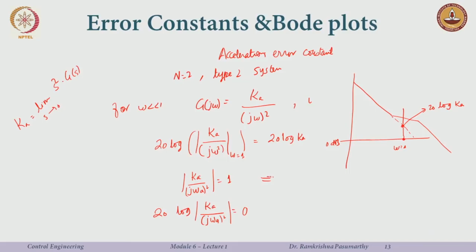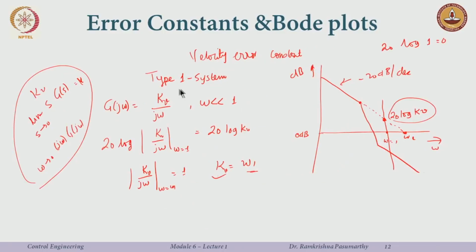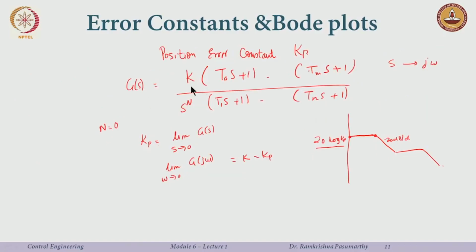So, what this tells me is that at omega equal to omega a, omega a is the square root of the acceleration constant. So, I just keep going till I reach the 0 dB line, and the frequency at which this happens is the square root of the acceleration error constant. Again, these occur only for specific types: Ka occurs only for type 2 systems, Kv occurs only for type 1 systems, and Kp occurs only for type 0 systems, and we know why this is true.